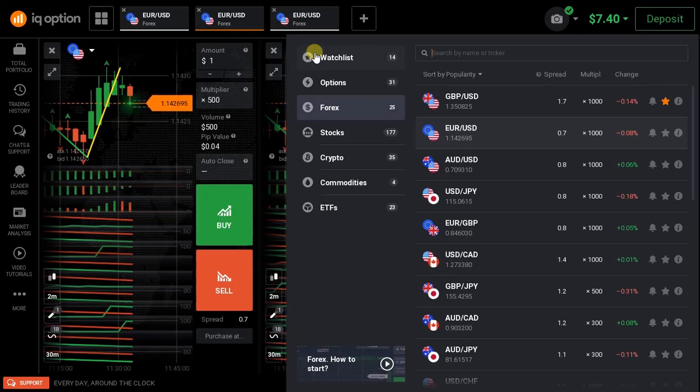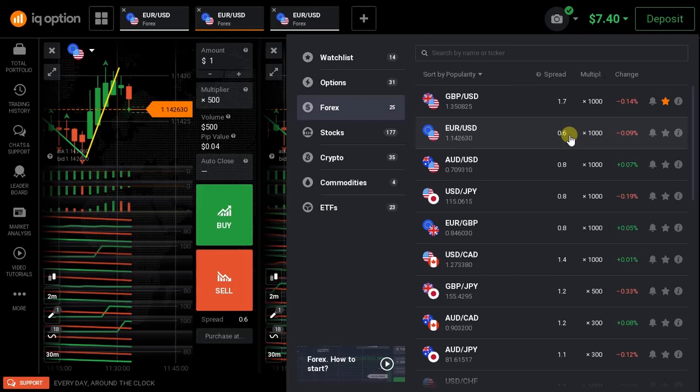So number one, you should always check your spreads. For example, as per today, the pair Euro USD, which is around here, has the best spread, the lowest spread around 0.6, 0.7, and I would recommend you first go for this.